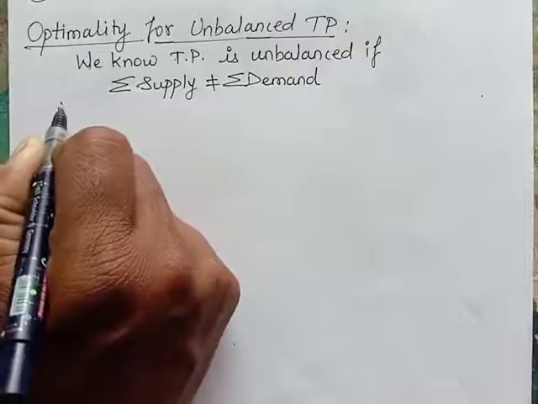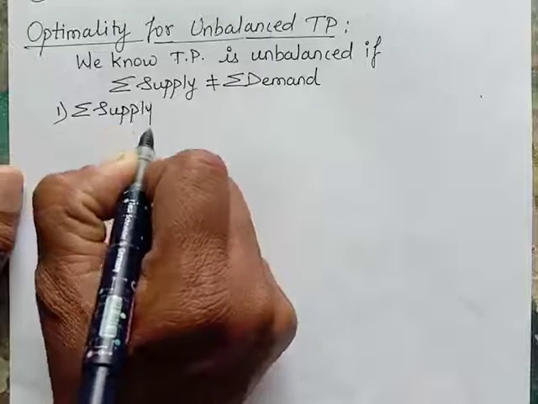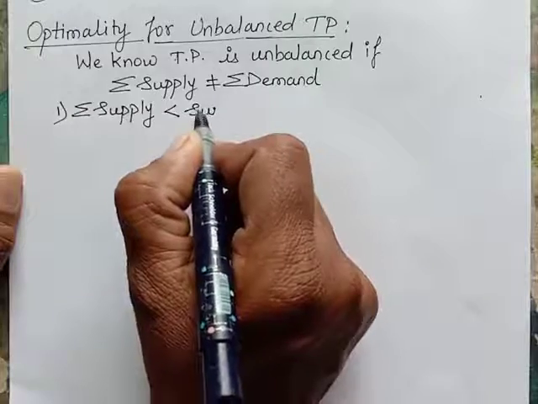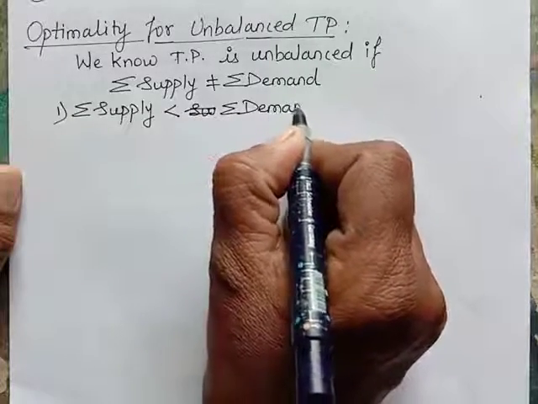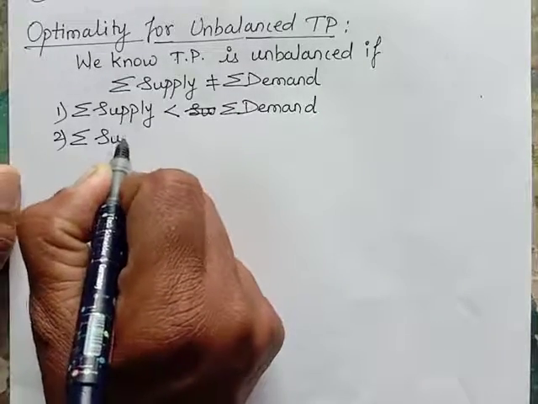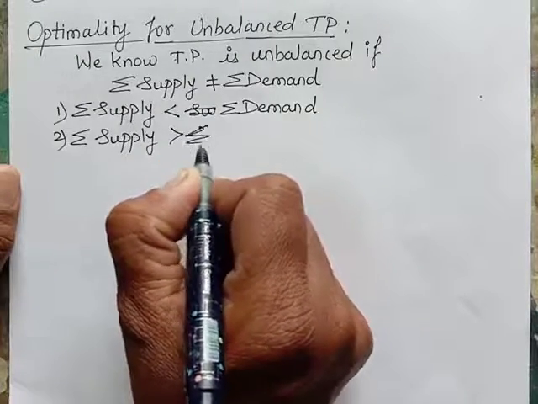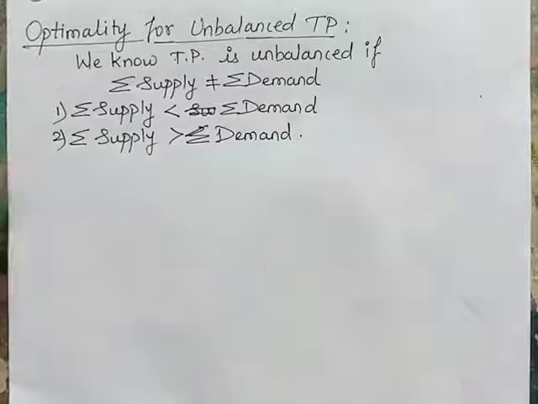Either first possibility, summation supply is less than summation demand. And another possibility, summation supply is greater than summation demand. Okay, these are the possibilities. These two possibilities are there for unbalanced.